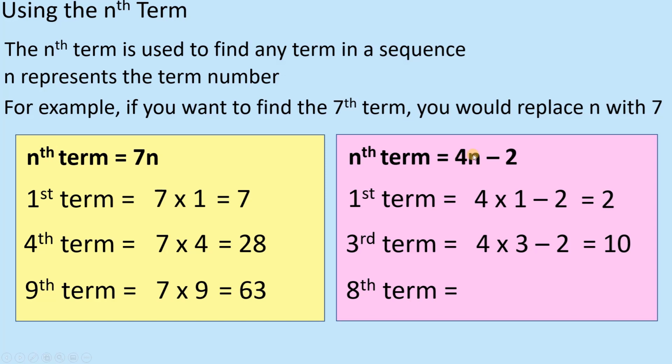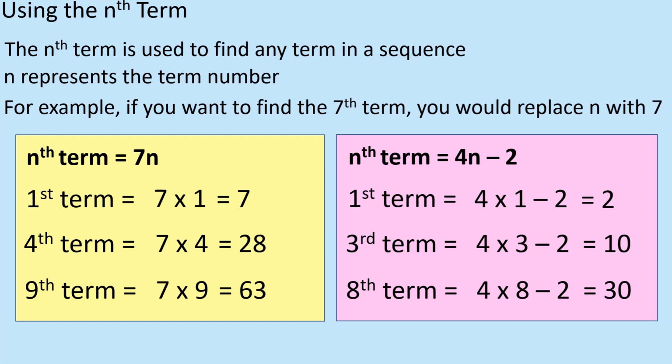4 times 8 is 32. Take away 2 is going to give me 30. And that's going to give me your 8th term. So you could keep going up and you would eventually get there. But of course, in an exam, what you've got to consider is what happens if they ask you for the 85th term? The 85th term would be quite difficult to achieve if you wrote them all out. Whereas if I just did 4 times 85 and take away 2, then I'd get my answer straight away, and I don't need to go through that entire process.